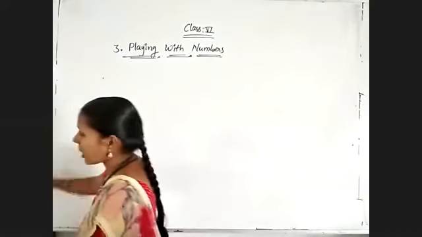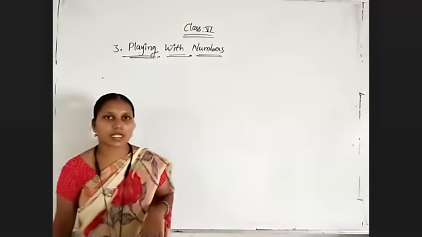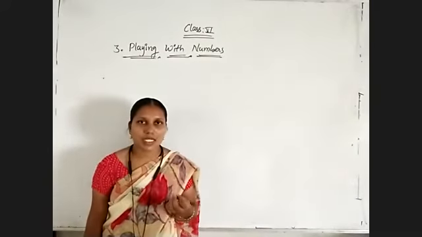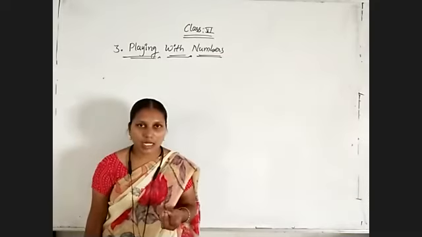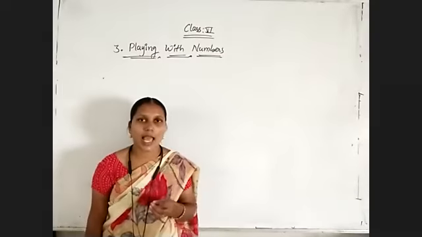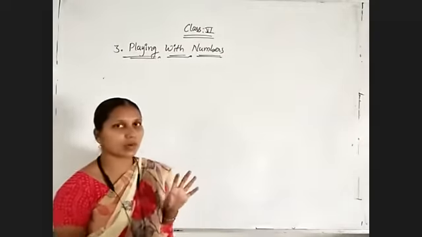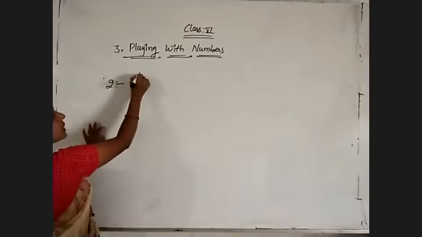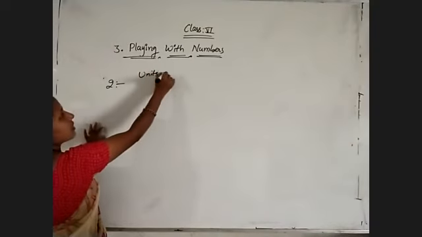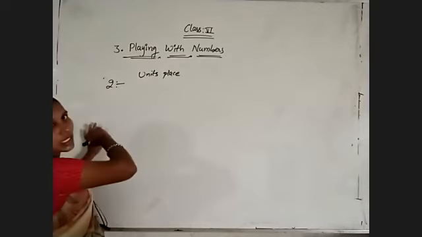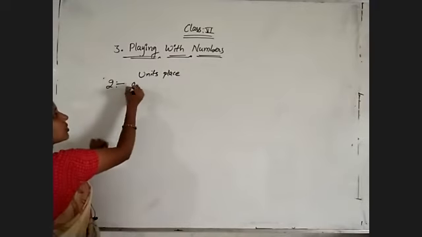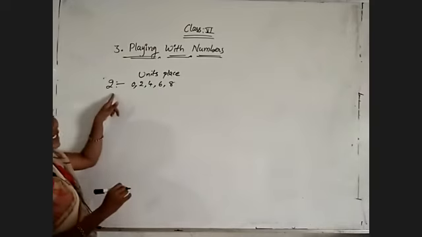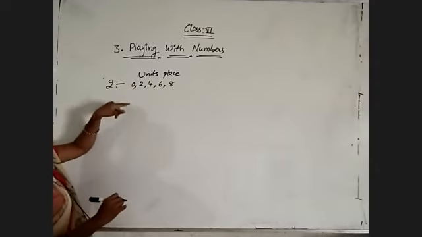So what is the divisibility rule? The process of checking whether the given number is divisible by another number or not without doing the actual division is said to be a divisibility rule. And the divisibility rule of 2: if the number has 0 or 2 or 4 or 6 or 8 in its unit place, then that number is divisible by 2.